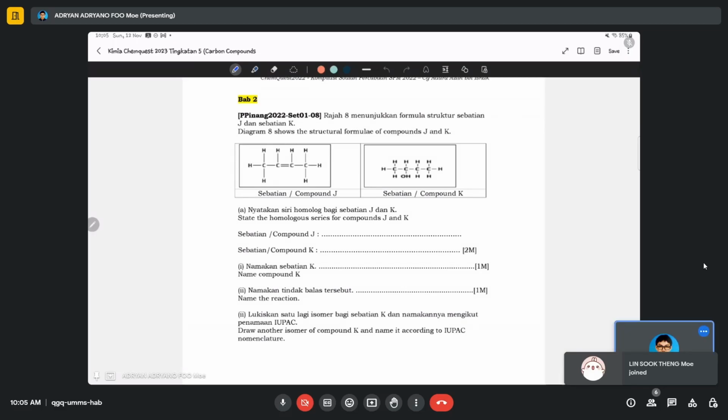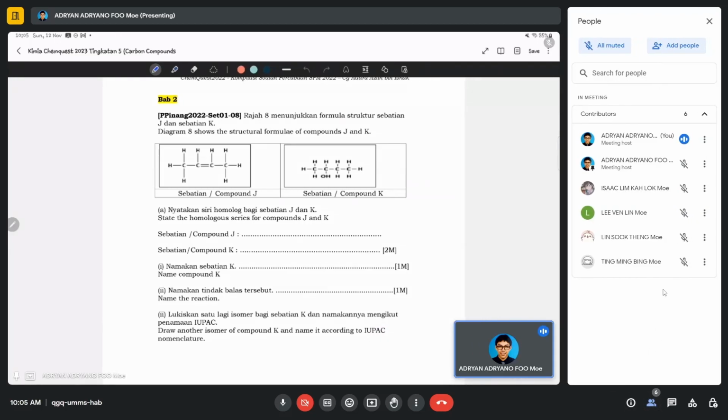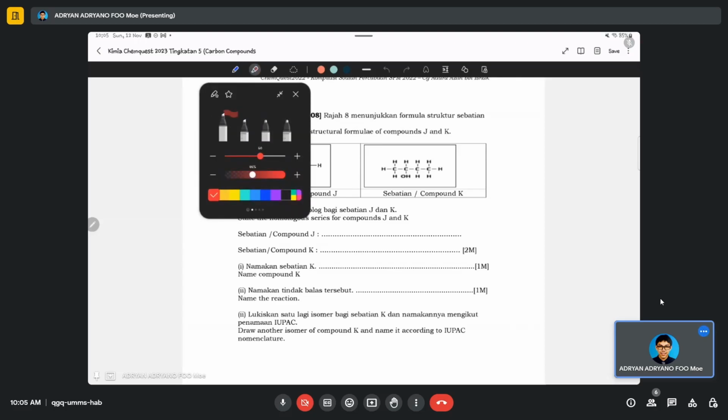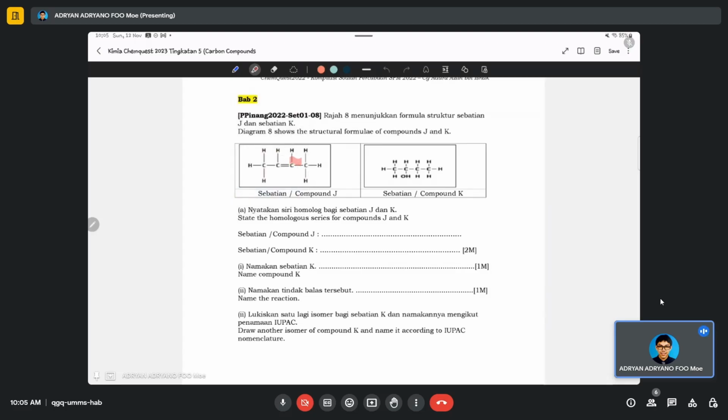Alright. So by looking at this question, okay, first we must understand how do we identify a homologous series. 我们一定要针对它的那个 functional group. Okay, so functional group refers to the part where the chemical reaction will take place. So 我们看到很明显的是 okay, for compound J, the functional group will be this double bond. For compound K, the functional group will be this OH, or we call as hydroxyl.